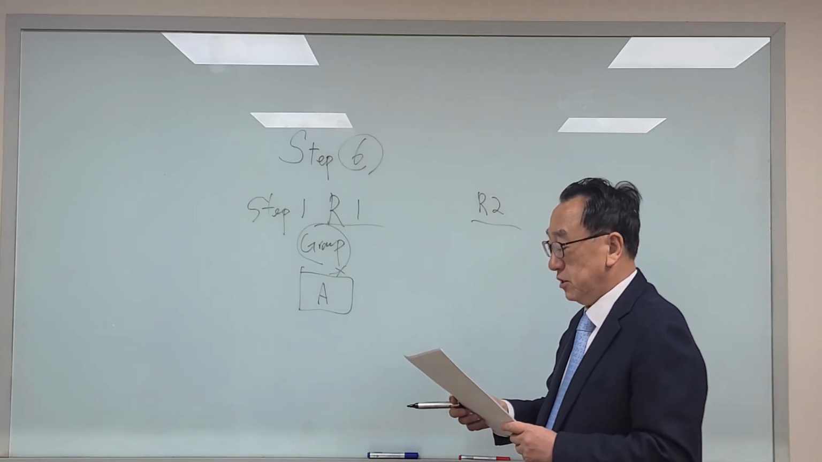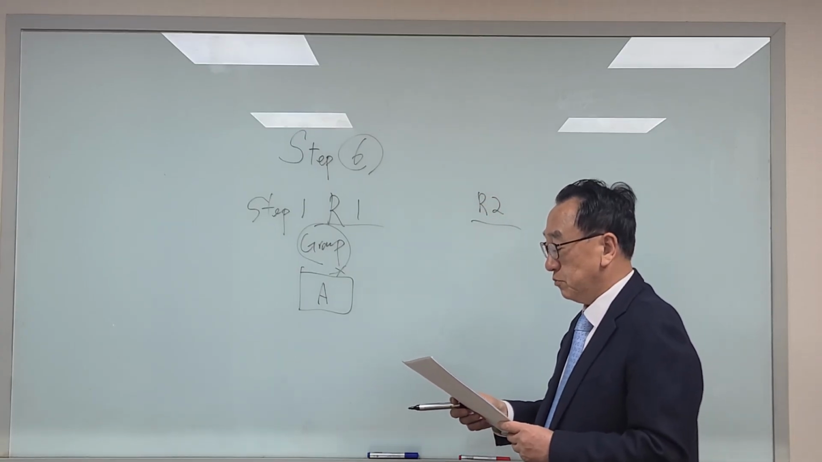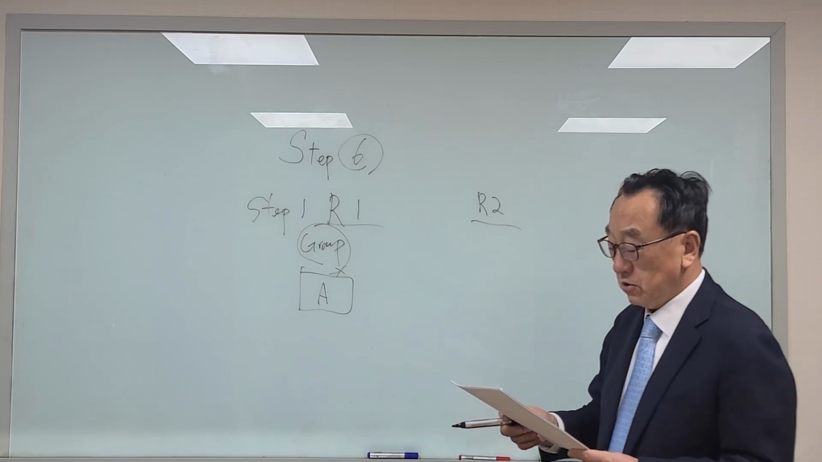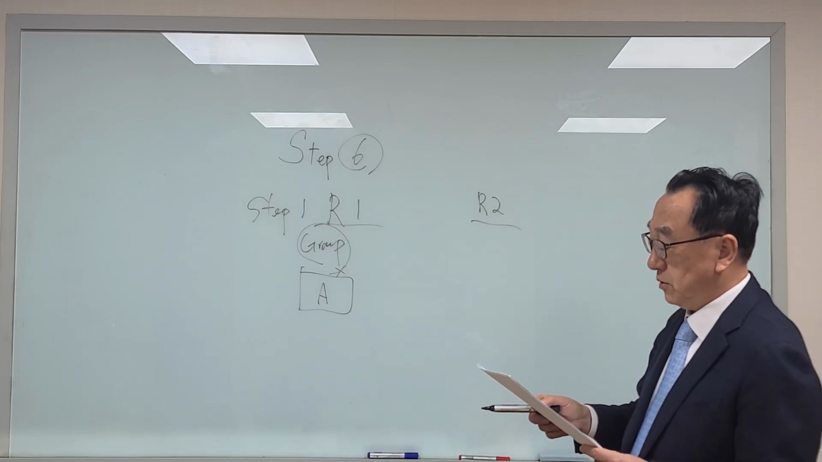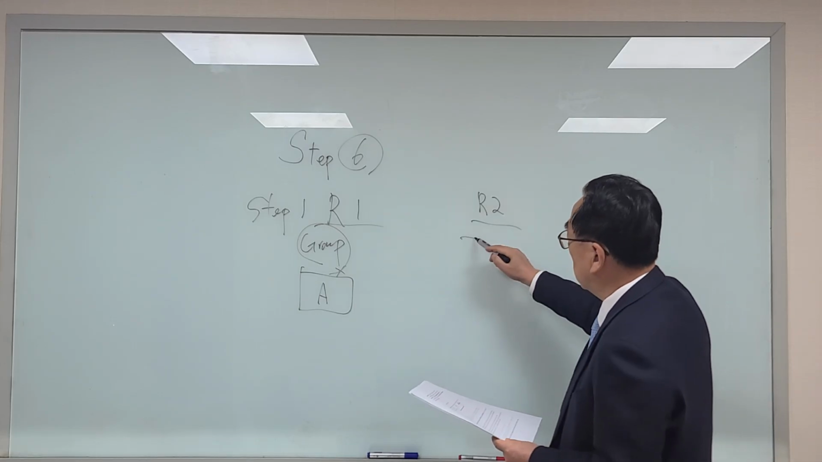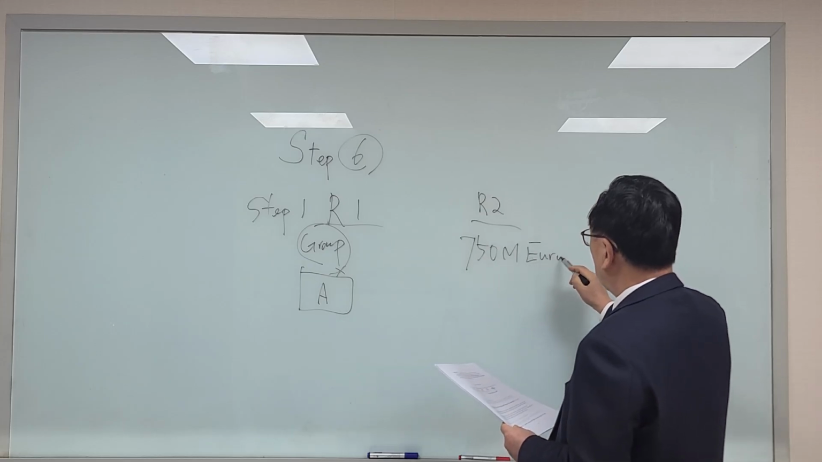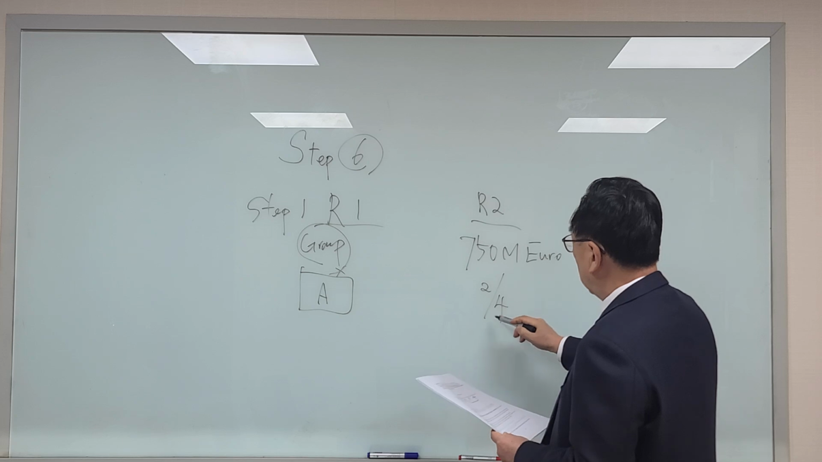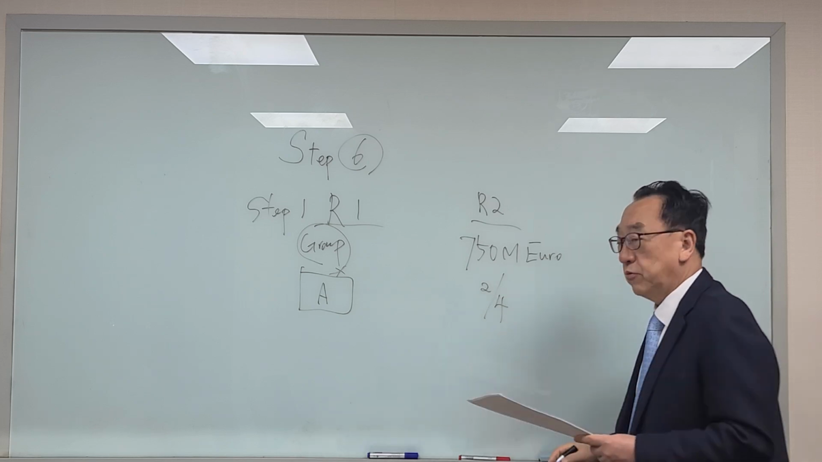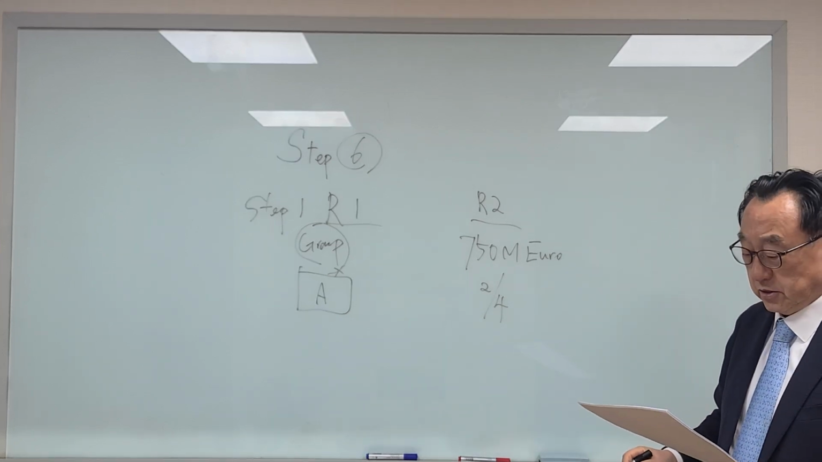Requirement 2 is that in at least 2 of the 4 preceding fiscal years, the consolidated revenue of the group must be not less than 750 million euro.